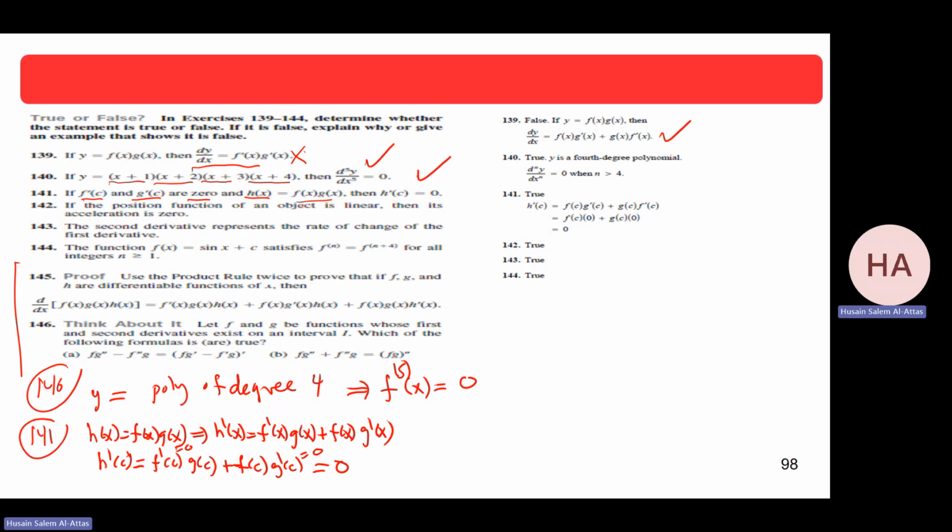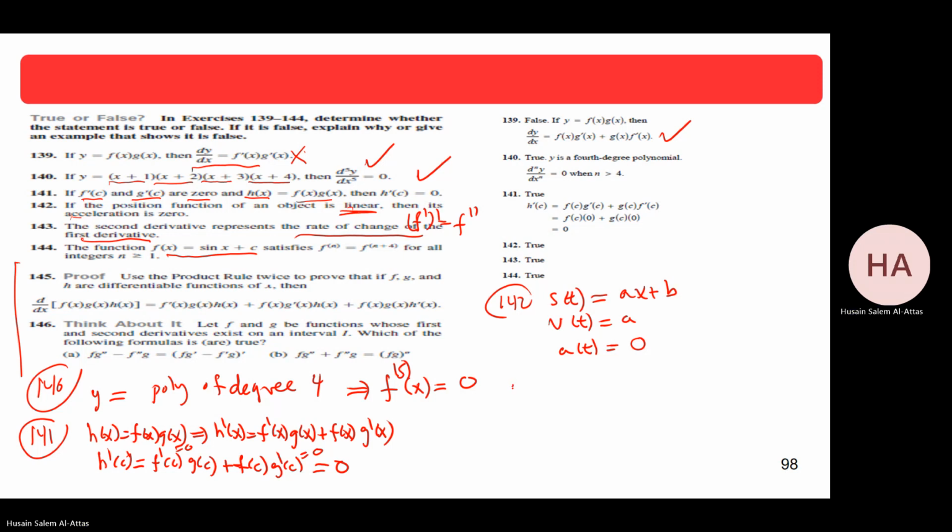142. If the position function of an object is linear, position s of t is a linear function. What's the meaning of linear function? ax plus b. Then its acceleration is 0. Yes, since v of t is a, and what is a of t? 0. This is the acceleration. 143, the second derivative is the rate of change of the first derivative, which is the derivative of the derivative, which is the second derivative. So this is correct.